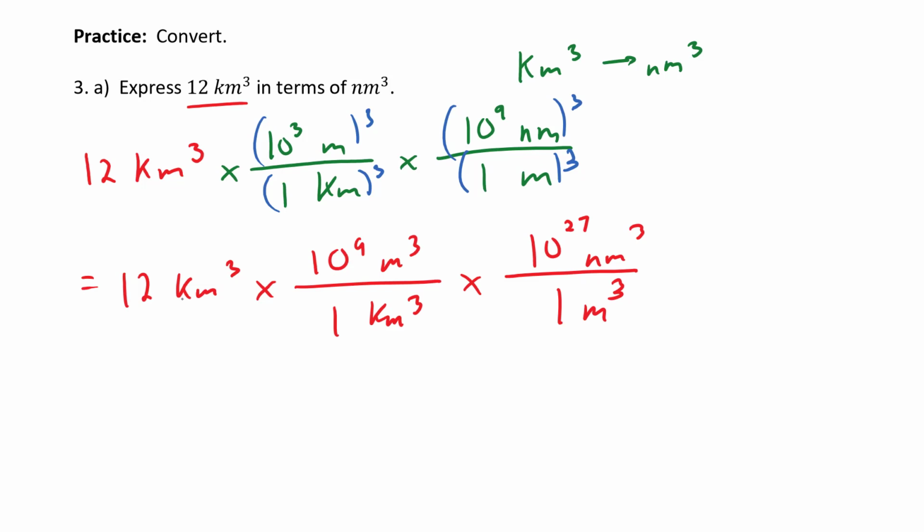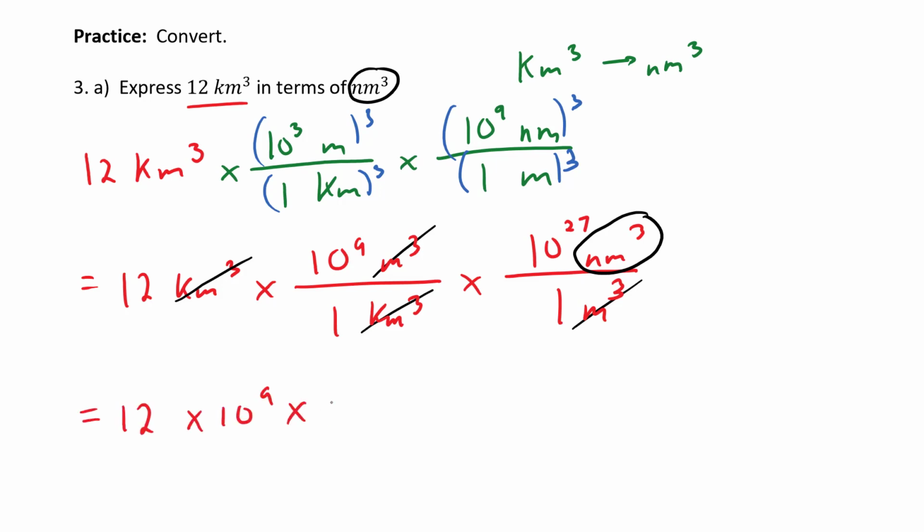So you can see that does make sense. Let's get rid of our units. Kilometers cubed cancels kilometers cubed. Meters cubed cancels meters cubed. And I'm left with nanometers cubed. Exactly what I was asked for. 12 times 10 to the 9 times 10 to the 27 nanometers cubed. Combine our bases of 10 together. 12 times 10, 9 plus 27 is 36 nanometers cubed.